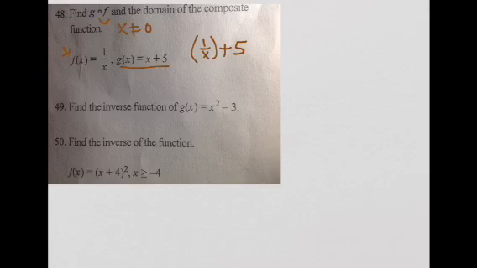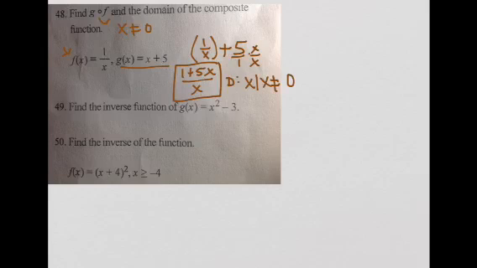Okay, and we're going to combine the two together. The common denominator is x, so that means that this one gets multiplied by x over x. So now I have 1 plus 5x over x. This is g of f of x. Domain is still all x such that x cannot be 0. Okay, the numerator doesn't matter because x is not inside a radical. So there's no restriction on that, just on the denominator.